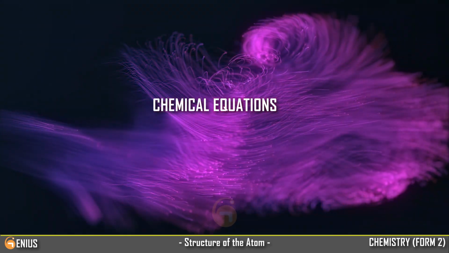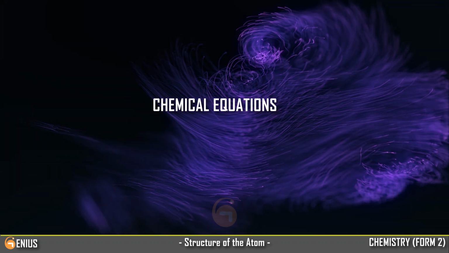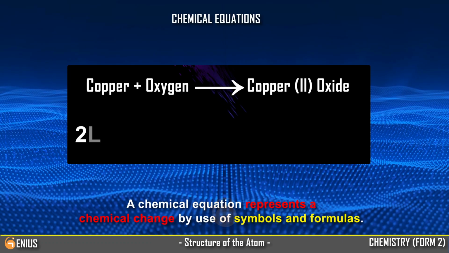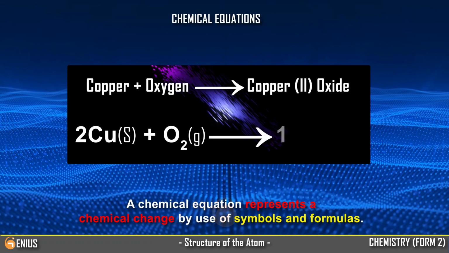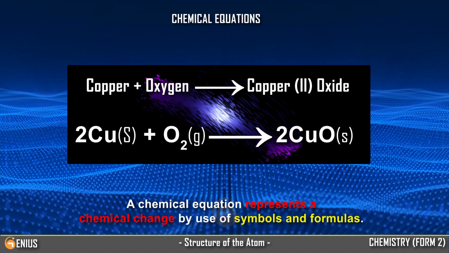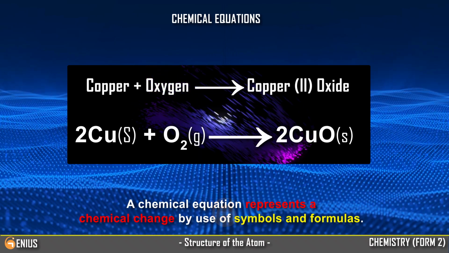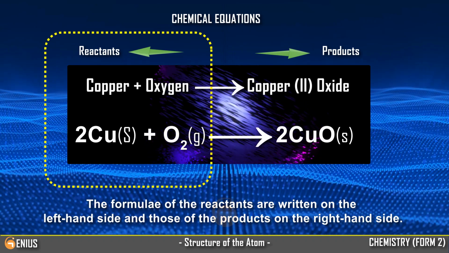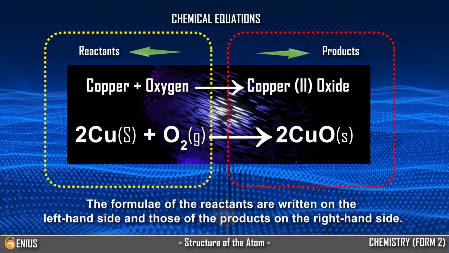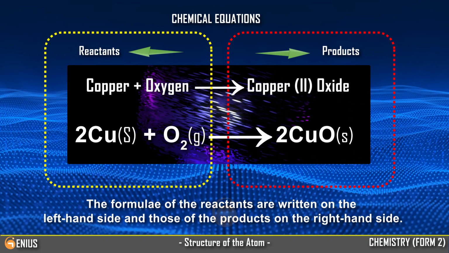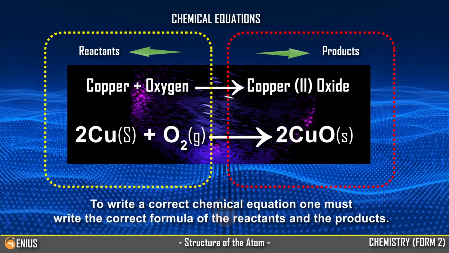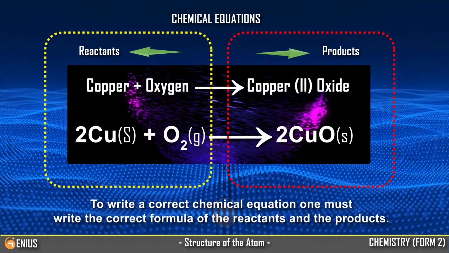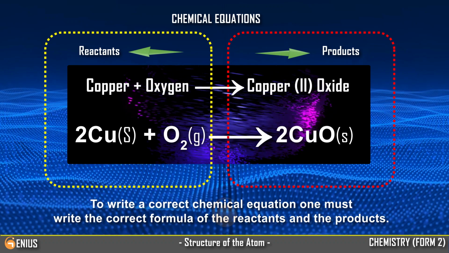Chemical equations. A chemical equation represents a chemical change by use of symbols and formulas. The formulae of the reactants are written on the left-hand side and those of the products on the right-hand side. To write a correct chemical equation, one must write the correct formula of the reactants and the products.